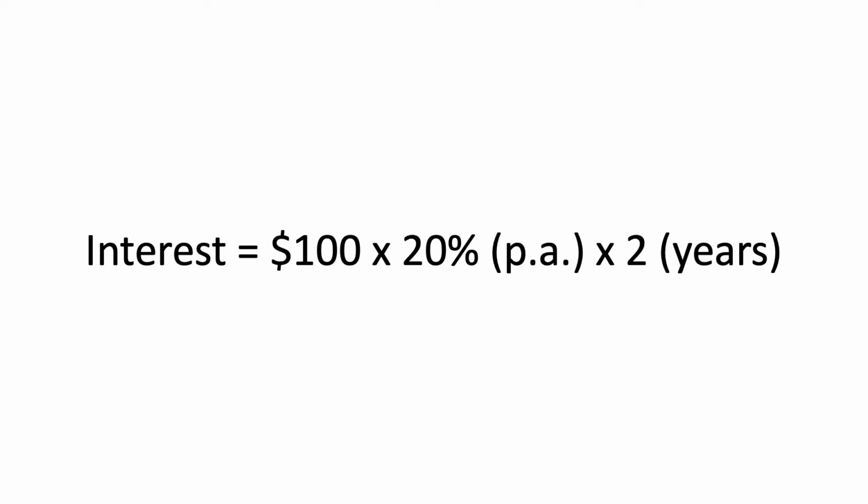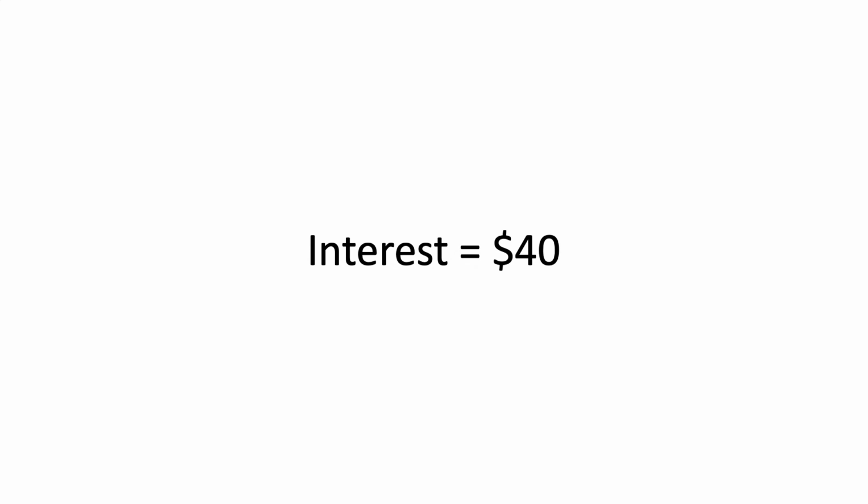It is important to make sure that R and N are in the same time period, so whether they're both in terms of days or months or decades, it doesn't really matter. They just have to match. And in this case, it's 20% per year and 2 years. If we put this into the calculator, then we would find that you would earn $40 of interest. And then adding our original $100 in, you would end up with $140, which is $4 less than when the compound interest was used.